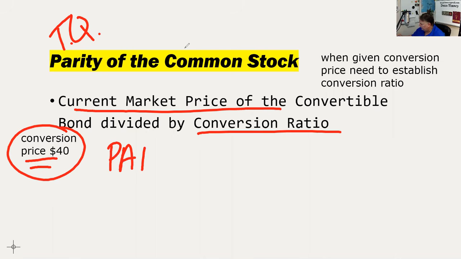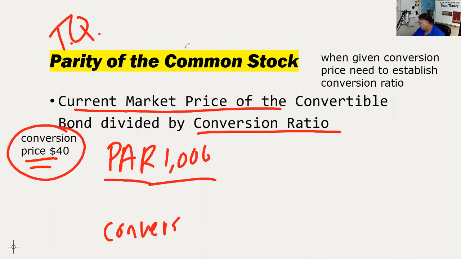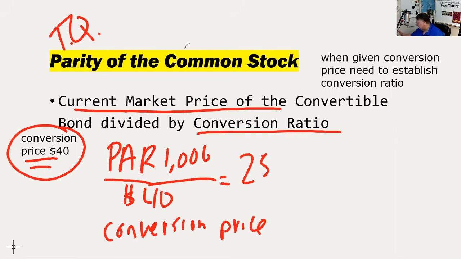So we're going to take par, which is 1,000. We're going to divide by the conversion price, which in this case is 40. And now we're back in business because when we do that, we'll have the conversion ratio. I'm going to take 1,000, divide by 40. And I found out the conversion ratio is 25 shares. And that's what I need first.